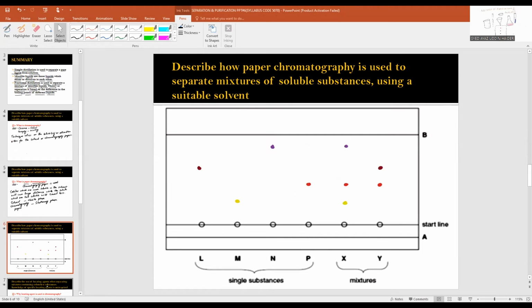This is the chromatogram obtained for two different mixtures of colors, that is X and Y. The start line, which is also known as baseline, is drawn with a pencil. This is the start line, also known as baseline. Remember, you can't use pen or marker because the dyes present in the pen get dissolved in the solvent and travel along the chromatogram. And this will ruin your chromatogram for the colors you are going to identify. Use pencil, not pen.